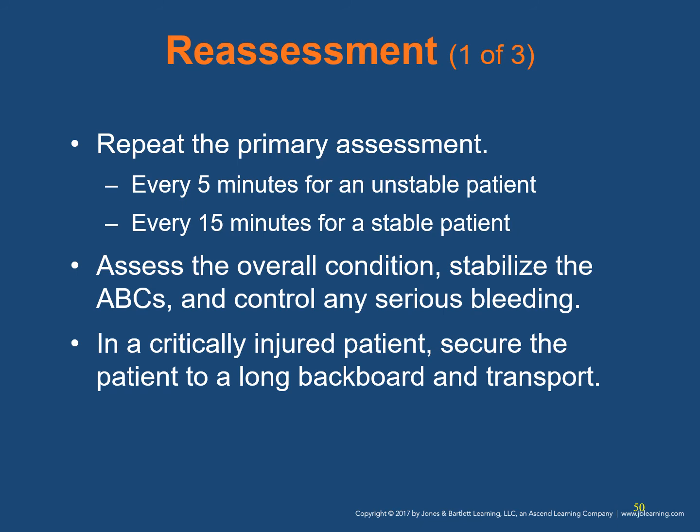Interventions. Because trauma patients often have multiple injuries, you must assess their overall condition, stabilize the ABCs, and control any serious bleeding. In a critically injured patient, you should secure the patient to a long backboard to immobilize the spine, pelvis, and extremities and provide prompt transport to a trauma center. In this situation, a secondary assessment is a waste of valuable time. Reassess the patient en route to the emergency department.